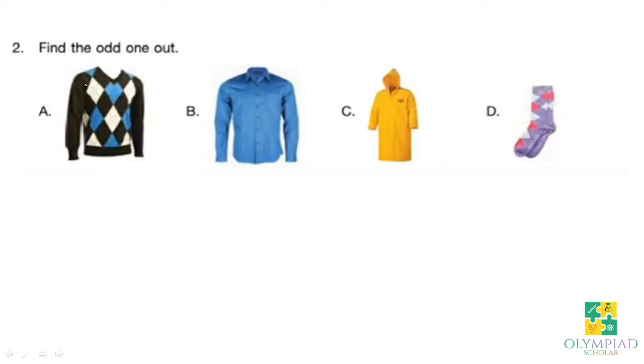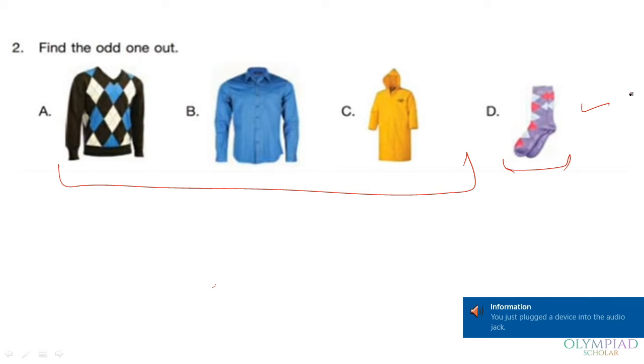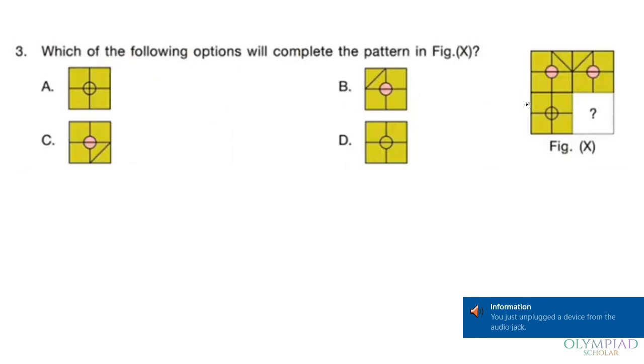Find the odd one out. If we look at these 3 figures and the last figure, then you can clearly identify. This is a pair of socks and you wear it on your feet, and these are used on the upper part of the body. So the answer should be D, the pair of socks.